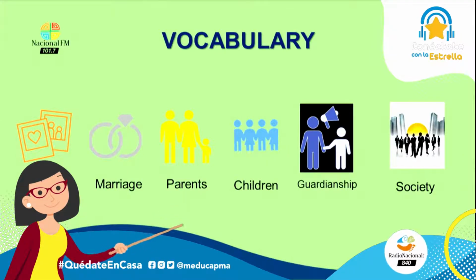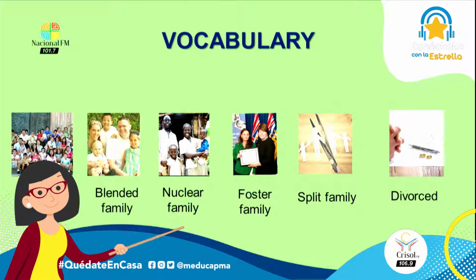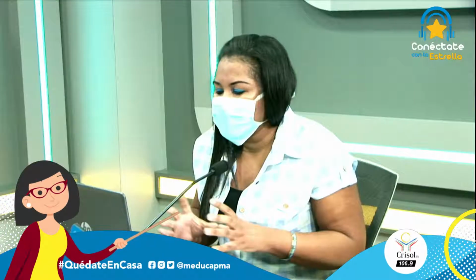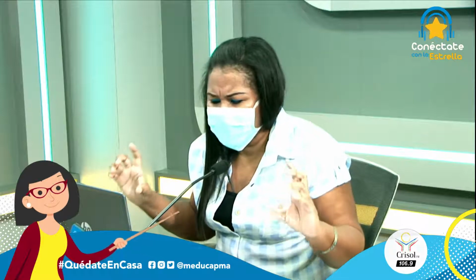We're going to see types of family. So we got extended family. Blended family. Nuclear family. Foster family. Split family. Divorced. Divorce. Okay, let's continue, and we're going to talk about the word relative. What is a relative?